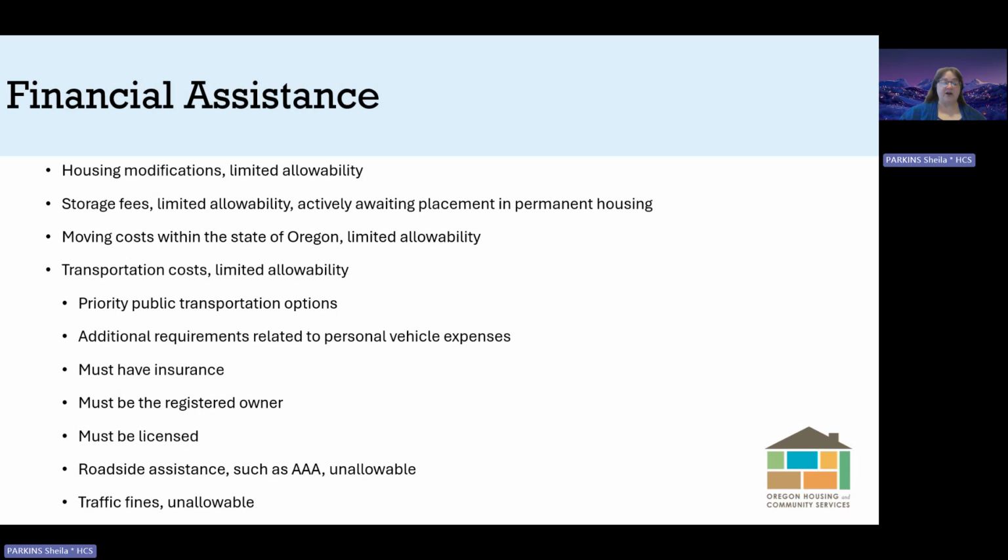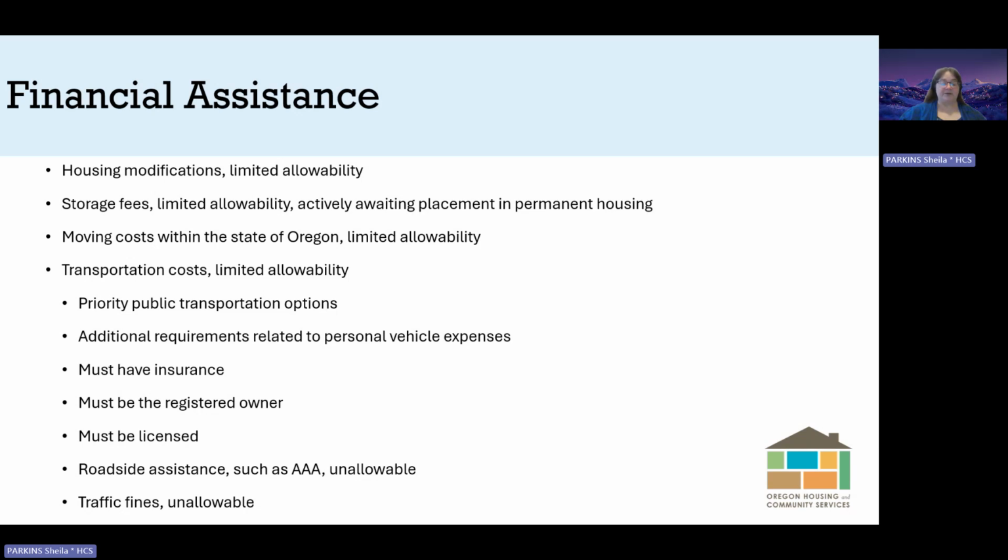If covered, only costs associated with a vehicle in which the client is named as the title holder and for which they have a valid driver's license can be covered. To cover costs associated with a client's personal vehicle, subgrantees must have a private vehicle cost policy. More information on the policy is provided in the manual.